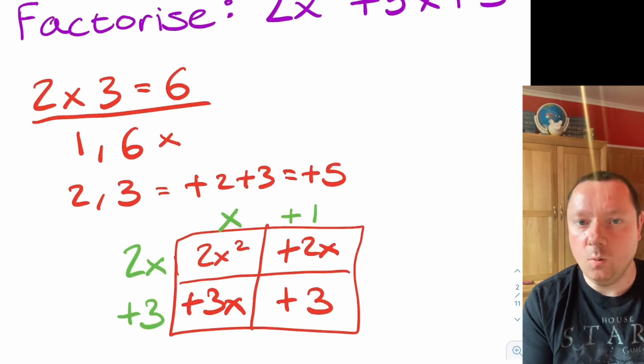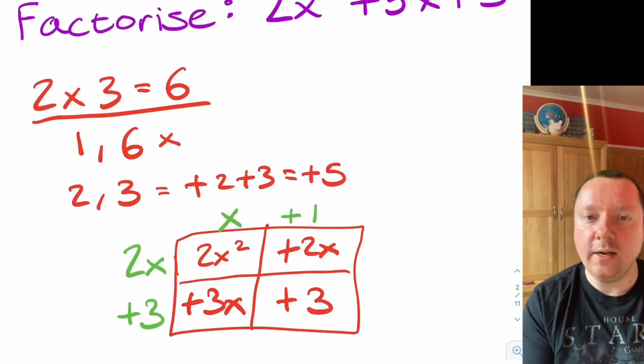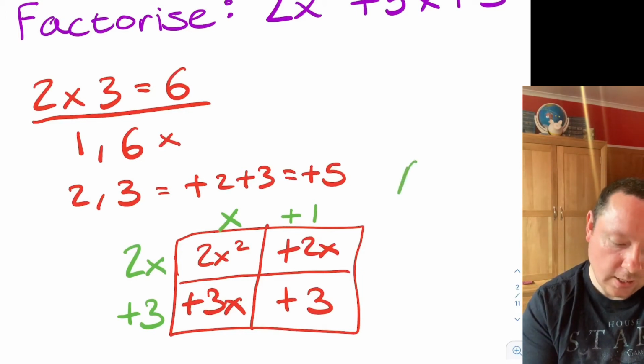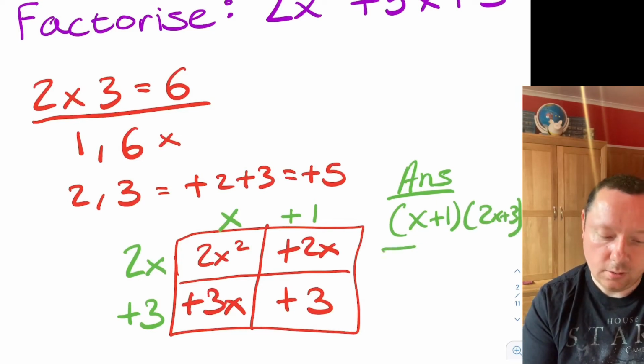Later on, you'll have to watch your signs. 3 times x is 3x, that's great. 3 times 1 is 3, that's great. So everything inside the grid is correct, so I've got my answer. So my final answer is the top, x plus 1, and the side, 2x plus 3. And there's my final answer.